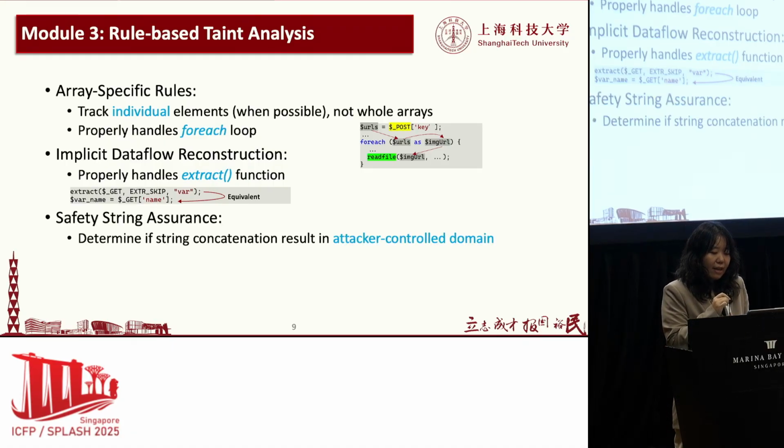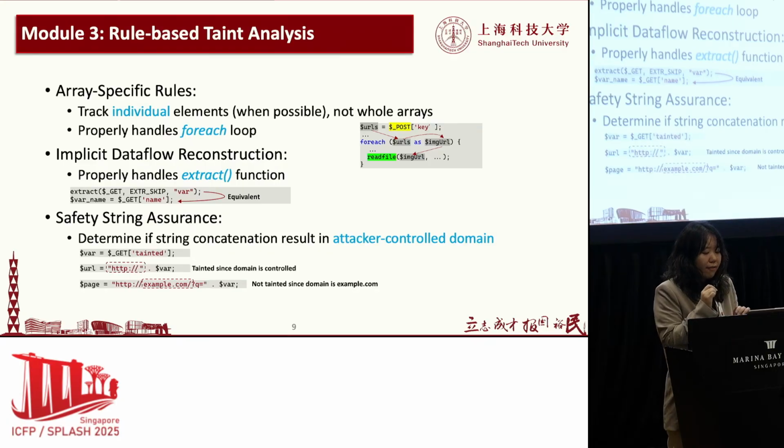Finally, to prevent over-tainting, Artemis uses safe string assurance. A string is only considered tainted if it can actually control the file or request URL an attacker could use. So, if a variable controls the IP or requests the URL, it's tainted. Otherwise, it remains untainted.